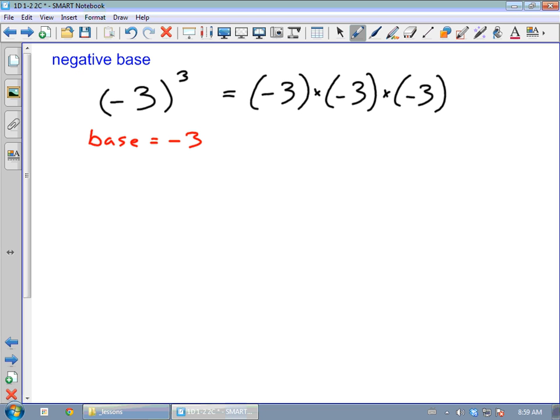So if we do negative 3 times negative 3, we get, well, negative times negative gives us positive 9. And then we multiply by negative 3 again. Positive times a negative gives us negative 27. Okay, so we've got 3 negative signs in there. We're going to get a negative as our answer.